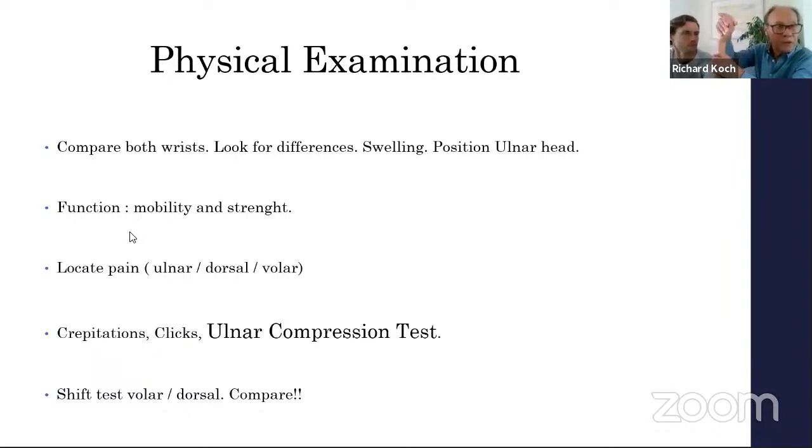So the ulnar compression test also I always do in a neutral position, and I really give good compression and make some torsions and ask the patient if that is painful. And I do that on both hands. For me, it's important, of course, always to compare. That is most probably the best to test the distal radial ulnar stability.